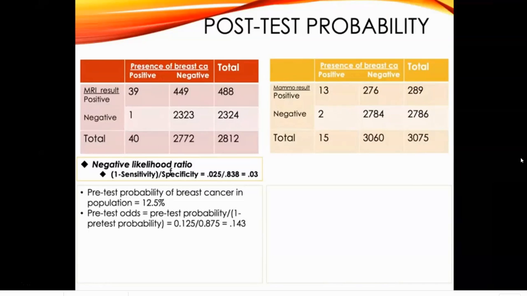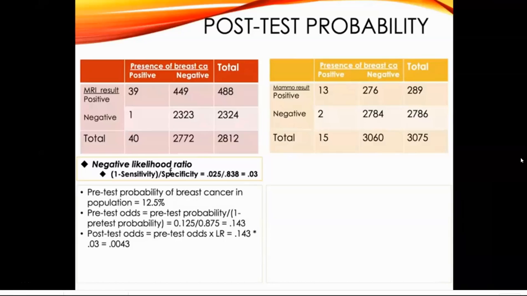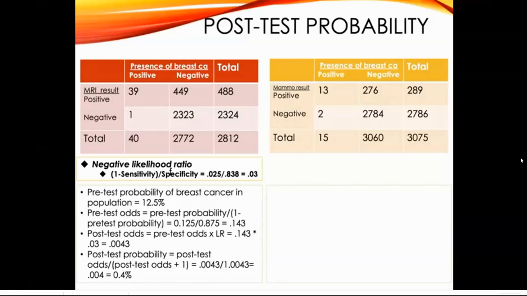Now let's throw in that negative likelihood ratio. Take those pretest odds of 0.143 and multiply them by the negative likelihood ratio, and we get 0.0043. Now let's convert it to probability. We get 0.4%. So look at that. Now someone has a negative MRI, and her post-test probability of having breast cancer is less than 0.5%. That's super, super, super low. That's because this is such a sensitive test, its ability to rule out is so good.